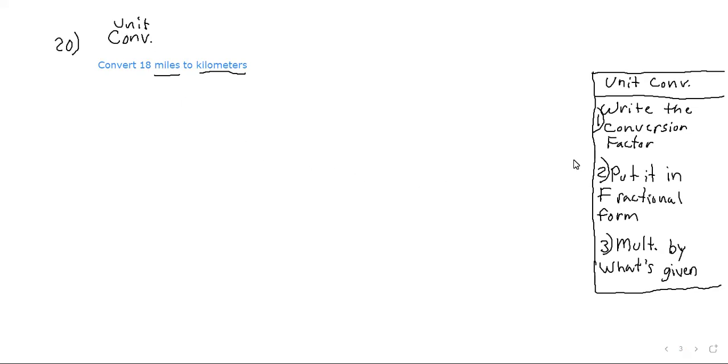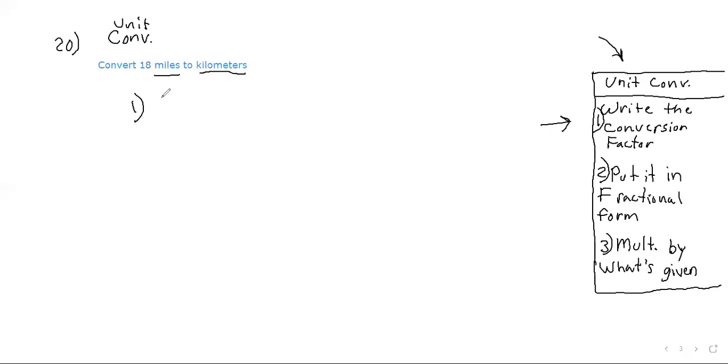Now we know how to deal with a unit conversion problem. If you don't, I took the liberty of writing this card over here. It's just a simple three-step technique. The first thing we're going to do is write the conversion factor. So let's do step number one: write the conversion factor between the two units, or the pairs of units, that we see in the problem.